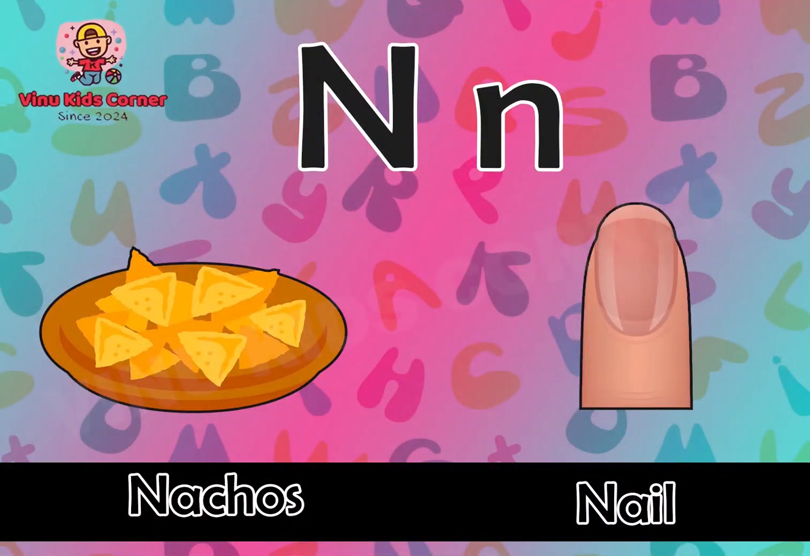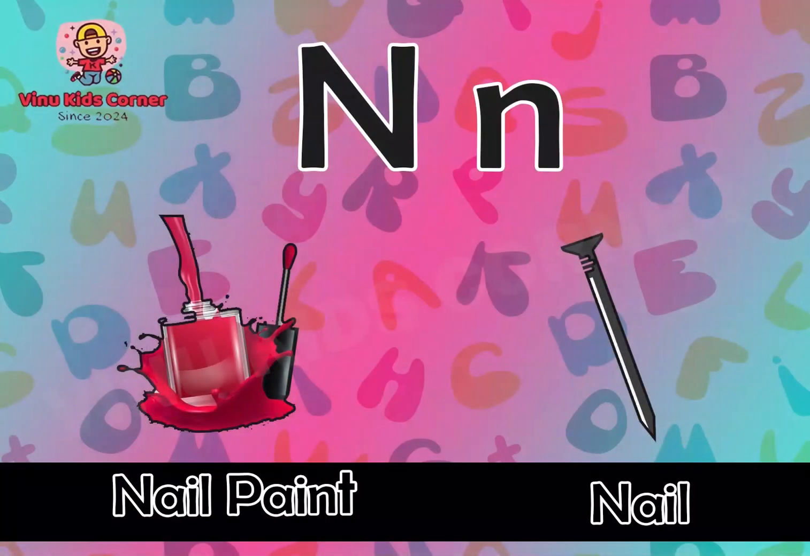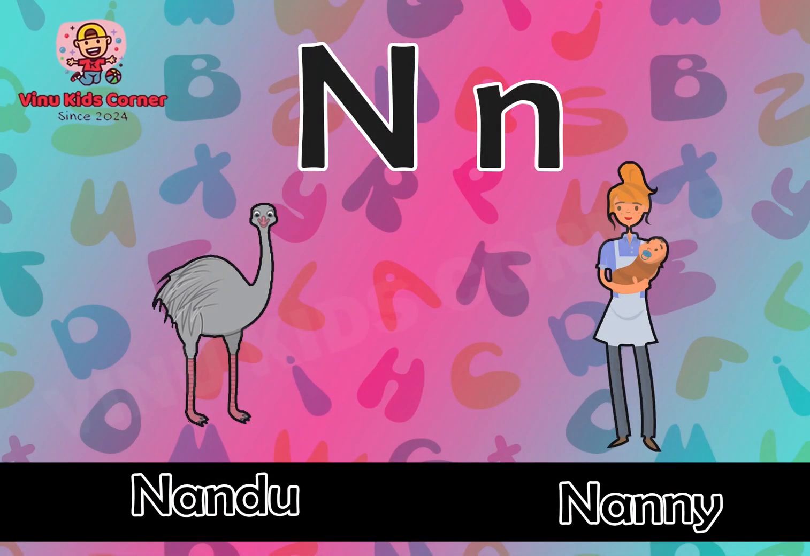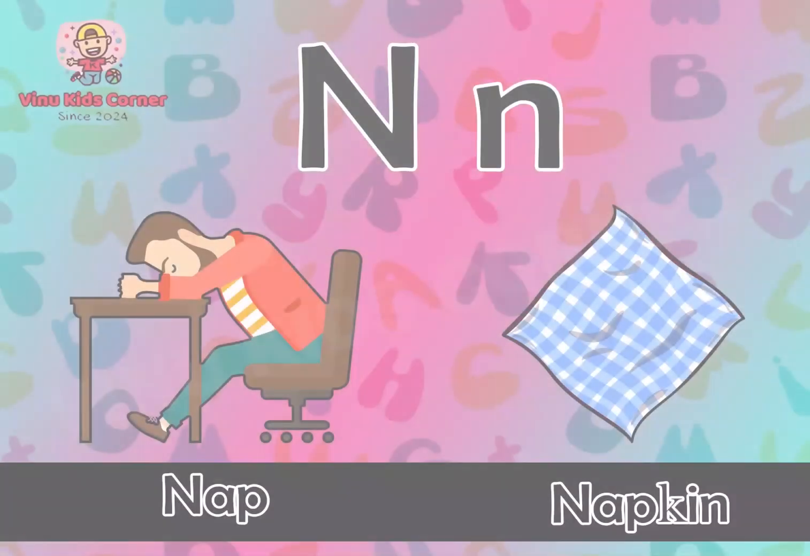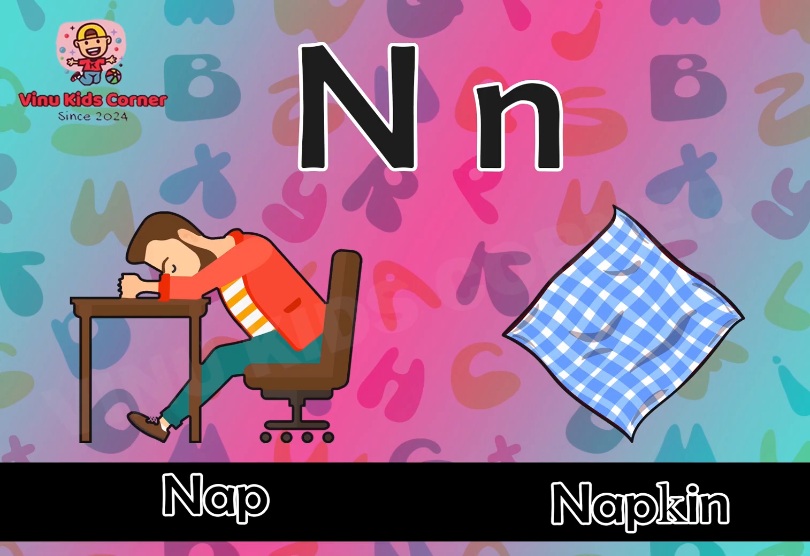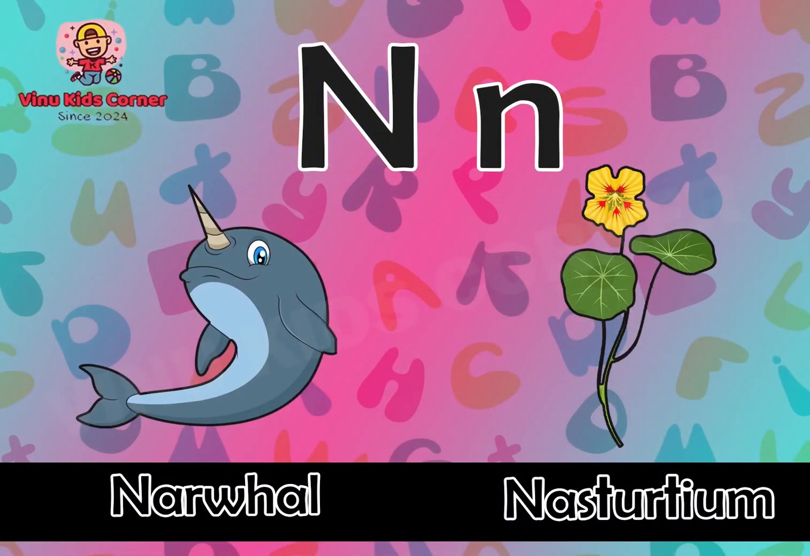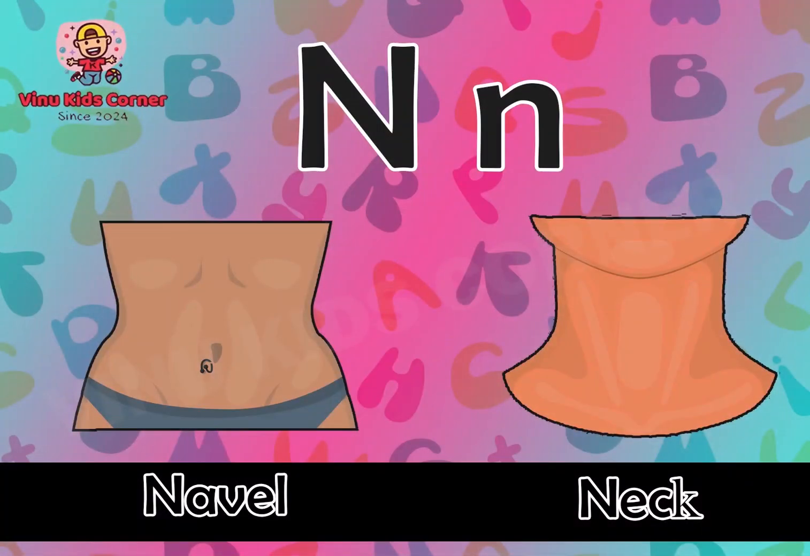N is for nachos. N is for nail. N is for nail paint. N is for nandu. N is for nanny. N is for nap. N is for napkin. N is for narwhal. N is for nasturtium. N is for navel.